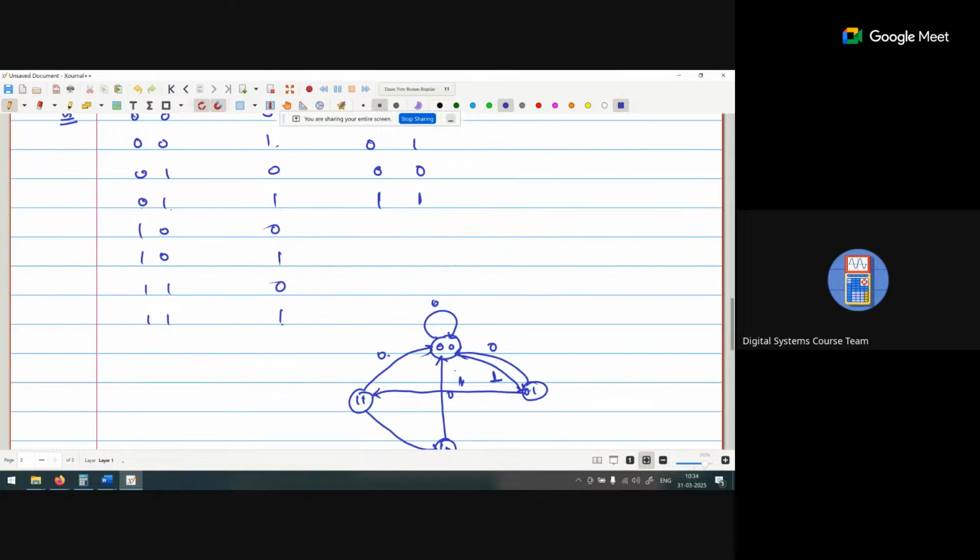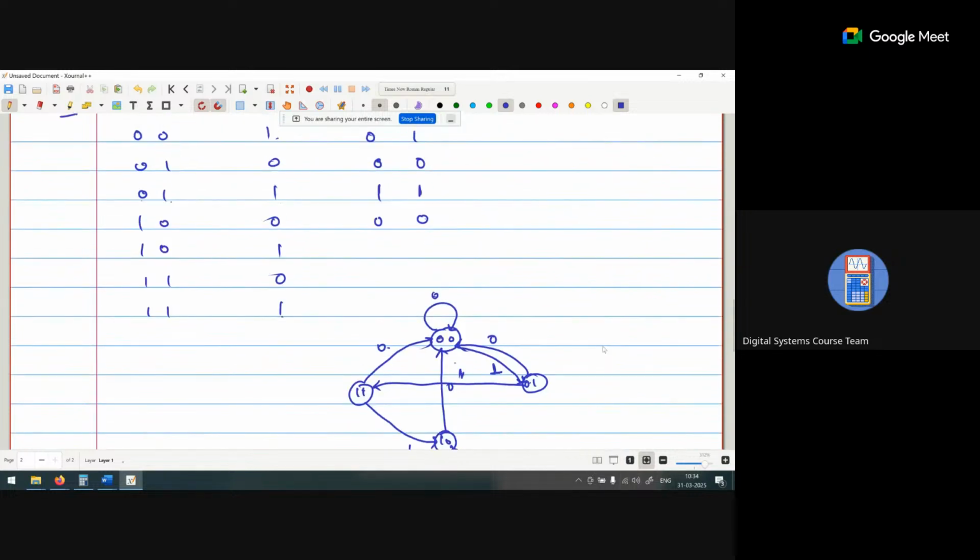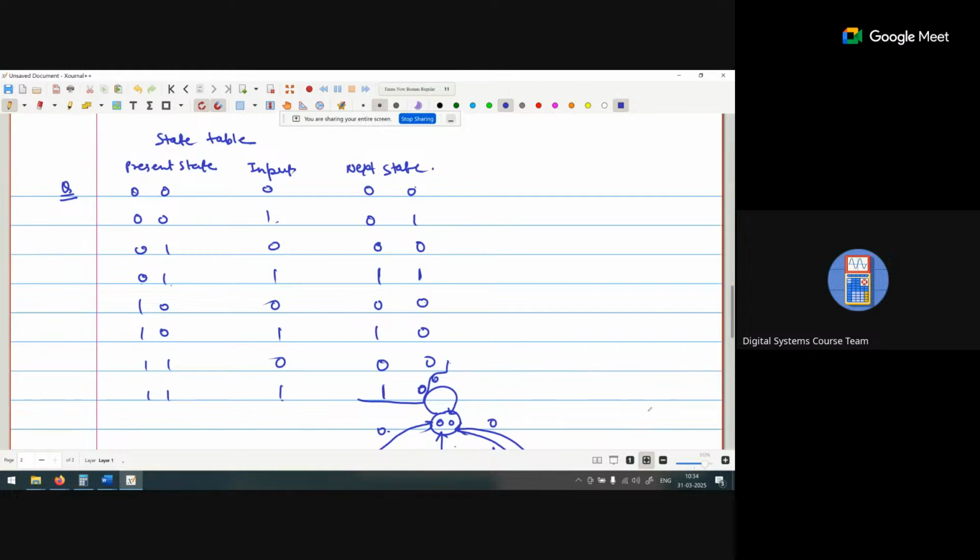Now 1 0, the input is 0, it goes to 0 0. For 1 0, input is 1, it remains as 1 0. Now 1 1, when the input is 0, it goes to 0 0. When the input is 1, it goes to 1 0. Okay, you have defined this table with the current state elements.